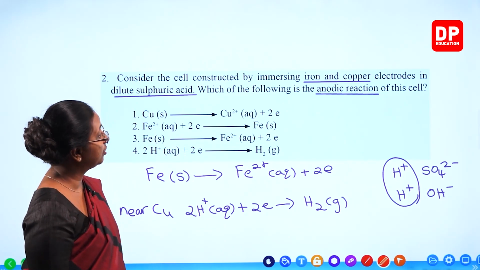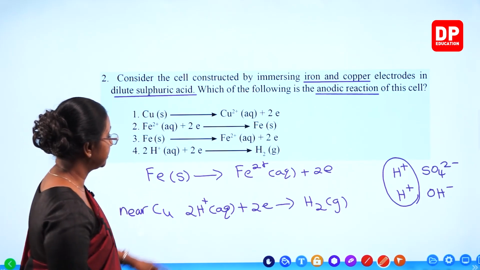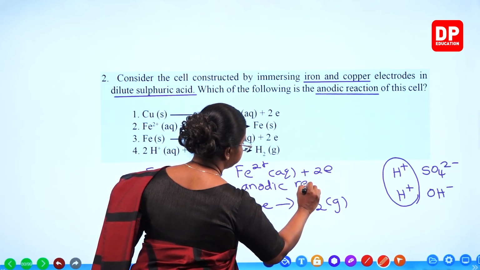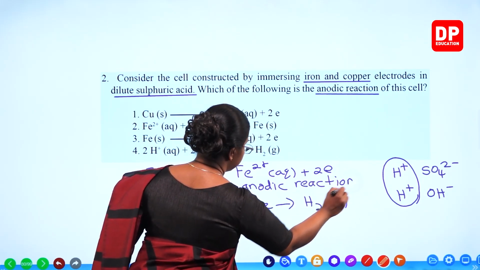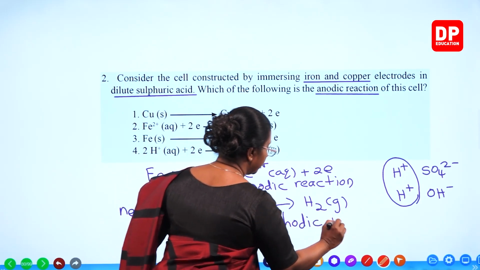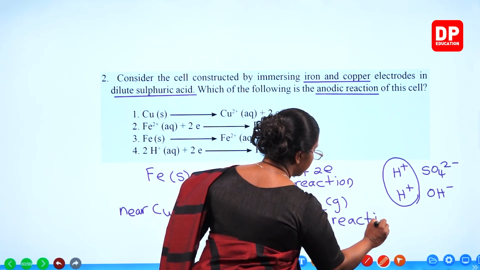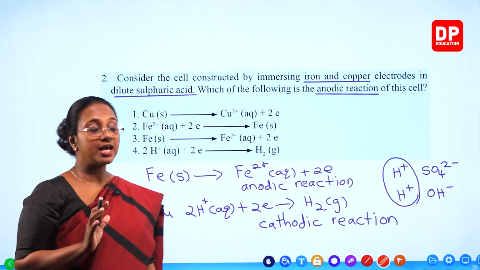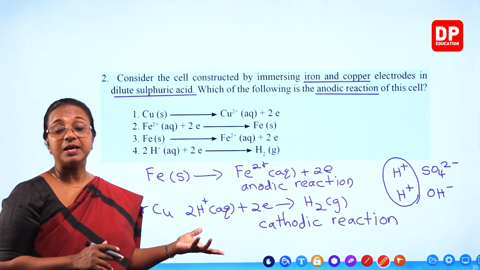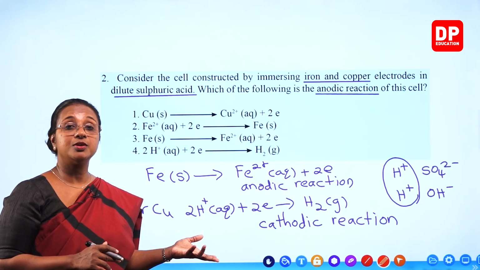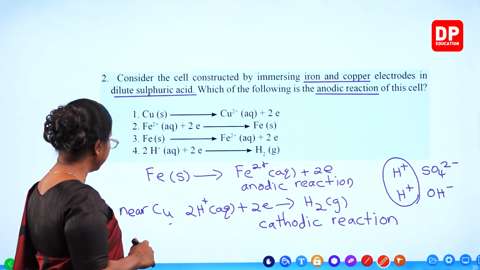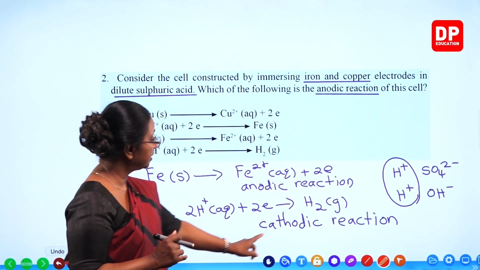That is the reduction taking place, and copper becomes the positive electrode. Of course, we need to find the anodic reaction. This is the anodic reaction. Here, this is the cathodic reaction. So always, students, when you look at a question like this, you have to look at reactivity. The more reactive metal acts as the anode and undergoes oxidation, and reduction occurs near the less reactive metal. So that becomes the cathode.